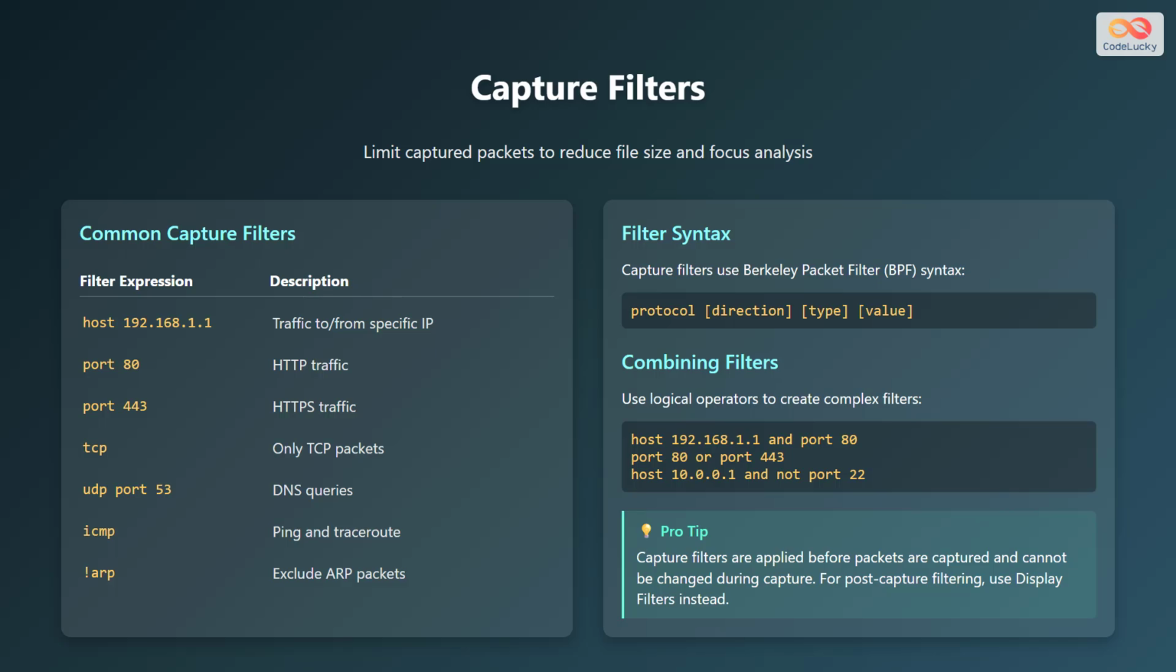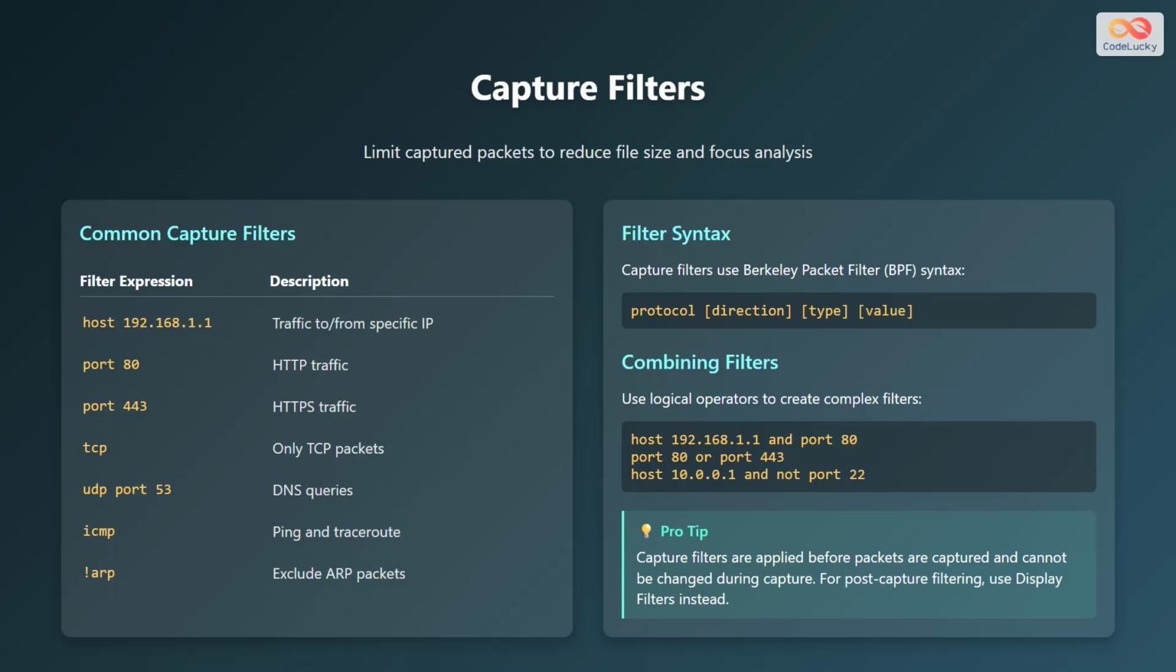Capture filters are used to limit the packets captured by Wireshark, which helps to reduce the size of the capture file and focus your analysis on specific traffic. Here are some common capture filters. Host followed by an IP address captures traffic to and from a specific IP address. Port followed by a port number captures traffic on a specific port, such as port 80 for Hypertext Transfer Protocol traffic, or port 443 for Hypertext Transfer Protocol secure traffic.